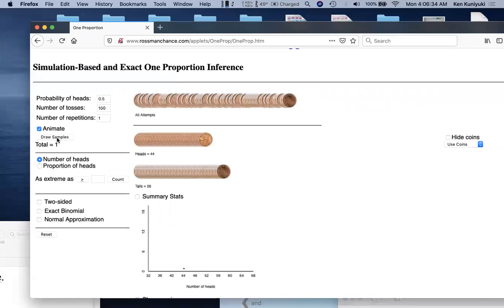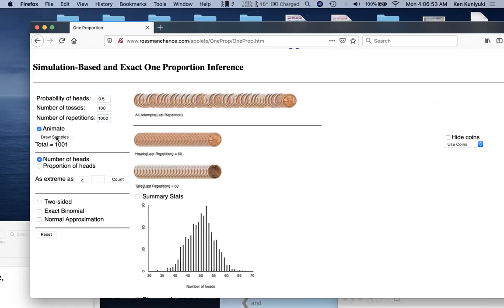Let's draw the samples. This particular student got heads 44 times and tails 56 times. Now let's say that instead of 1 student, we had 1,000 students flipping 100 coins, so 1,000 students doing this extra credit problem. Let's draw the samples. We really care about this relative frequency histogram. You can see that it's peaking at about 50 heads out of 100.